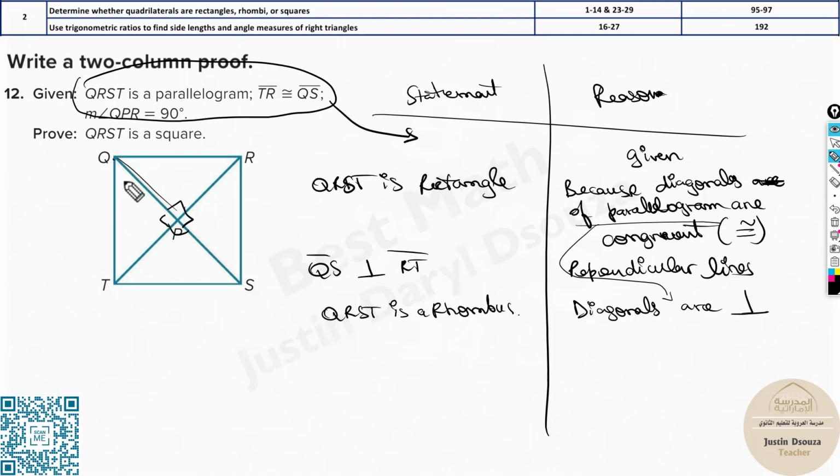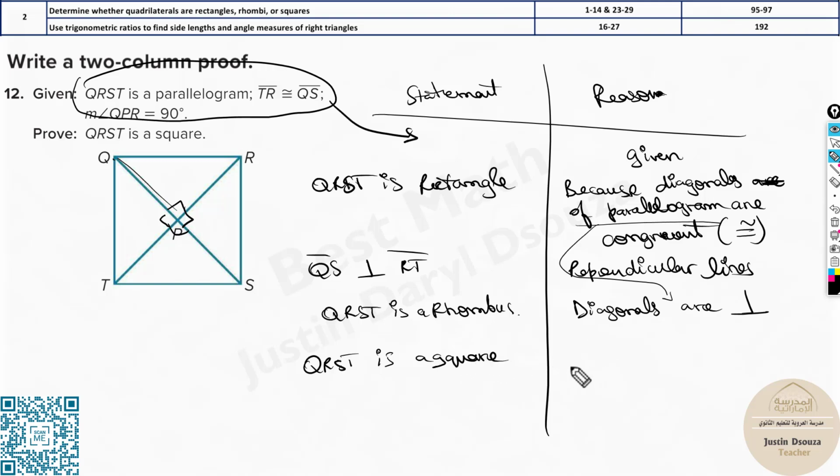And now what next? Now if any parallelogram is a rectangle and a rhombus, then it's directly a square, because rhombus already proves that all sides are equal. Rectangle will prove that all angles are 90 degrees. So that means it's a square. QRST is a square. Done.